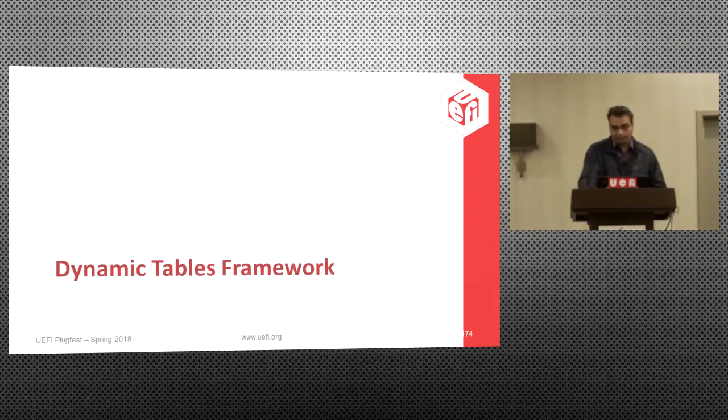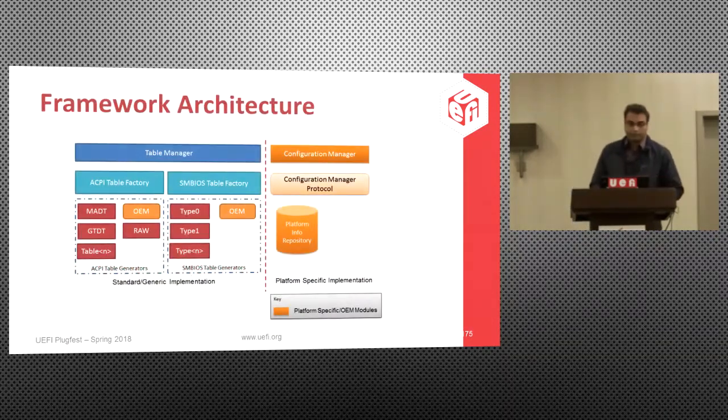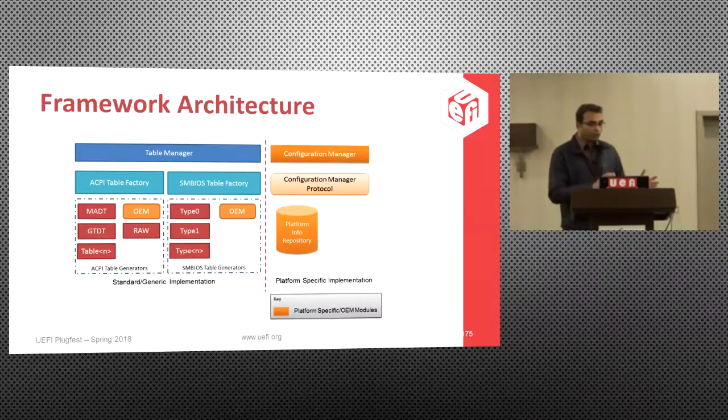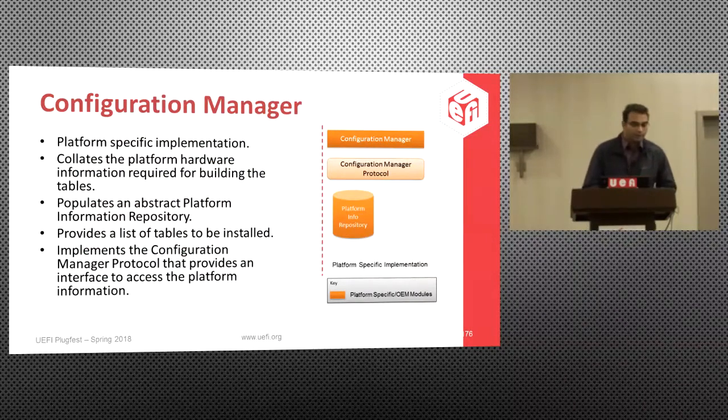Let's have a look at the dynamic tables framework. So here is the diagram of the architecture. To the right hand side, the orange blocks are the platform specific modules, while to the left, we've got all the standard and generic implementation. So mostly for a platform, you would typically implement the configuration manager. One of the main responsibilities of this configuration manager is to probe the hardware and get the required hardware information, or collect the hardware information using some other techniques. And it will then populate a platform information repository, which has got a full database of all the hardware information.